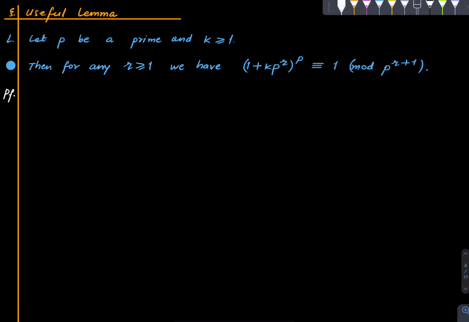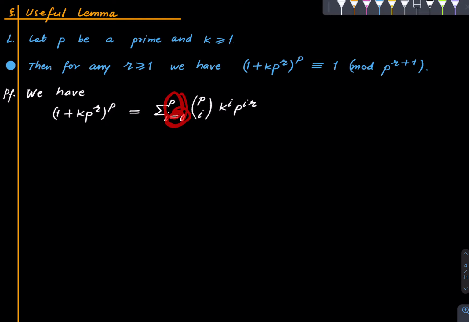Let's prove it. The proof is very simple, just an application of the binomial theorem. So we have by the binomial theorem that (1 plus kp to the r) to the power p is equal to the summation i equals 0 to p of p choose i, k to the i, p to the ir. So i is not the complex number or anything. It's just running over this range.